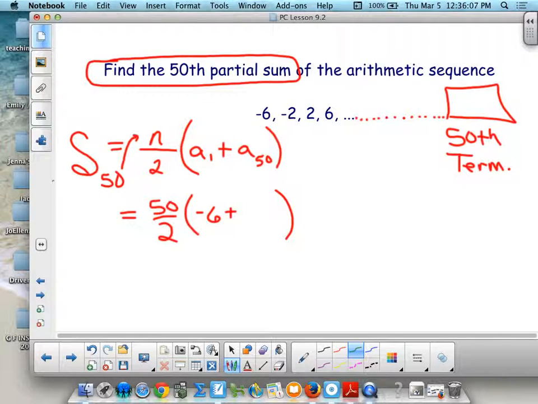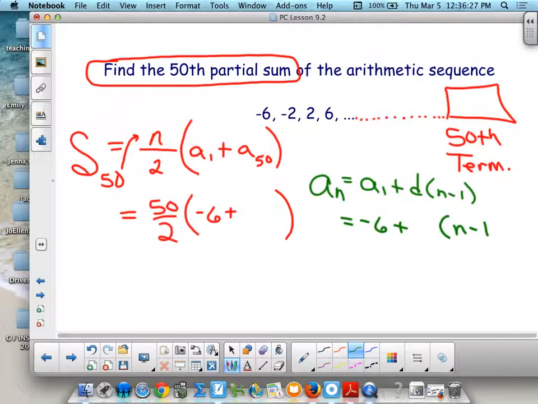The formula, if you want the nth term of any arithmetic sequence, is going to be this. Isn't that what you did yesterday? Okay, first term, -6. Common difference. What is the common difference? It is 4. If I take the second term and I subtract the first term, I get 4.